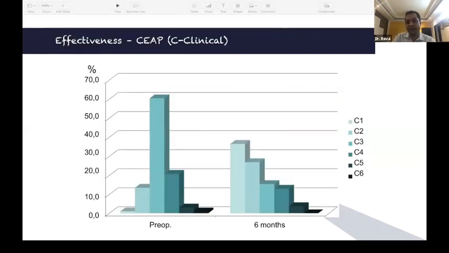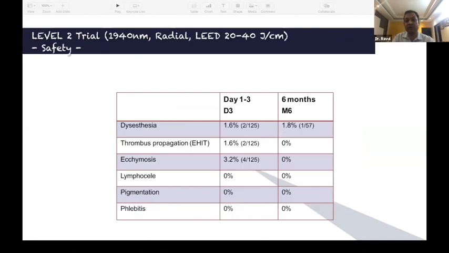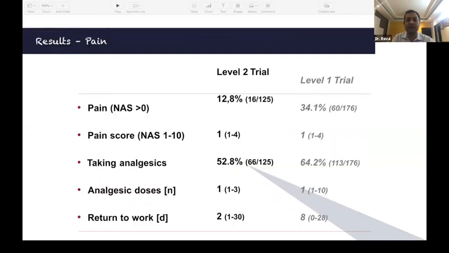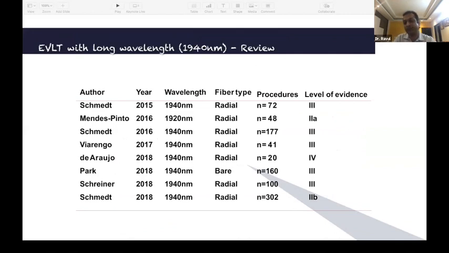And various classifications were involved in this group. If you look at the basic side effects, pigmentation, ecchymosis, phlebitis, they were all very, very small numbers, 1 to 2%. So not many drawbacks. And I think if you look into a lot of 1470 trials, they have similar outcomes. When we looked at the pain score and analgesic intake, they were very basic, not huge numbers.